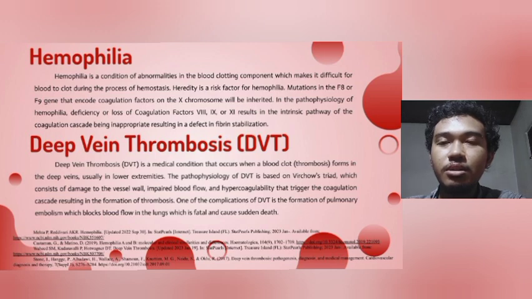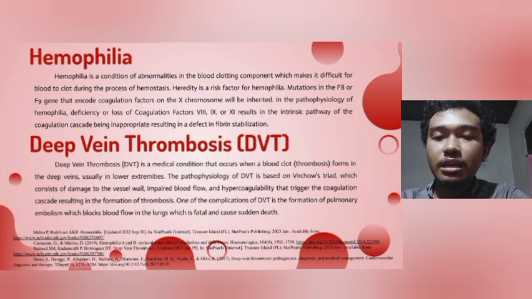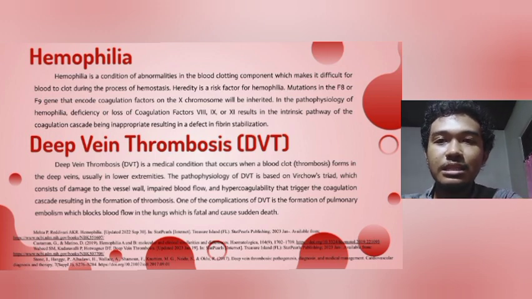Let me explain about hemophilia. Hemophilia is a condition that makes the blood difficult to clot. And then the second one is deep vein thrombosis or DVT. DVT is a medical condition that occurs when a blood clot or thrombus forms in the deep veins, usually in the lower extremities.